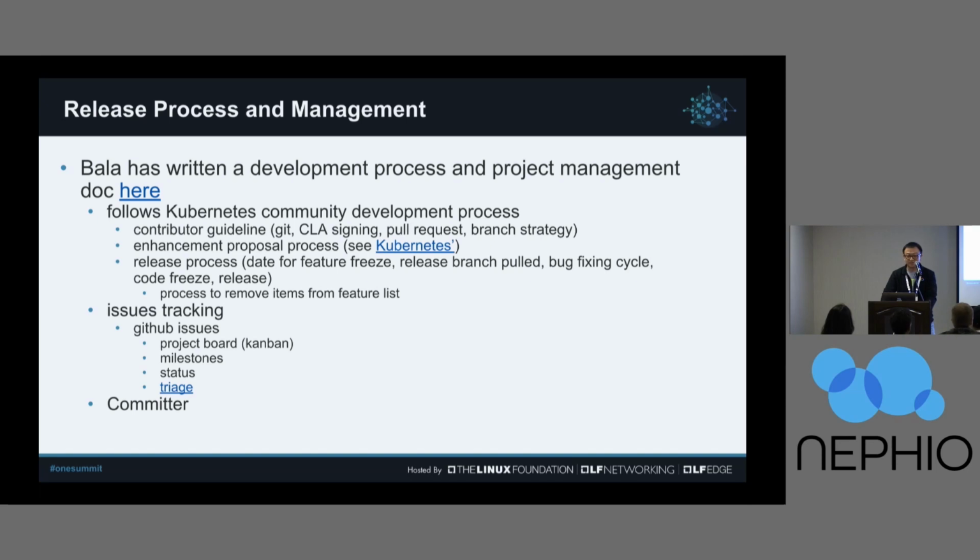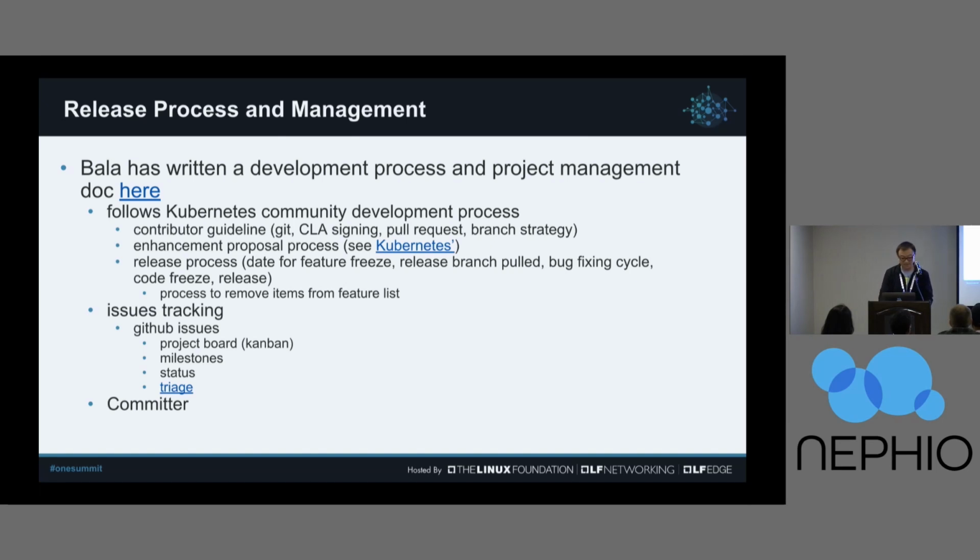For the release process, we work backwards from our projected dates of release. We look at a single window of, say, 10, 16, or 20 weeks. What's the date for freezing the features? When are we going to pull the release branch? Do we designate a bug fixing cycle, so we have no new features coming in, and then we code freeze before releases? And yes, we can always remove items from the feature list. That will probably happen very often.